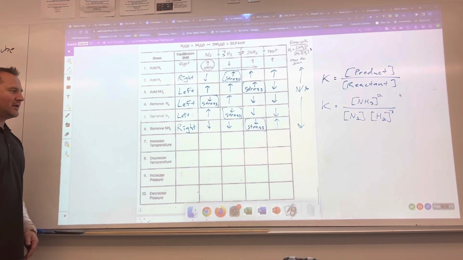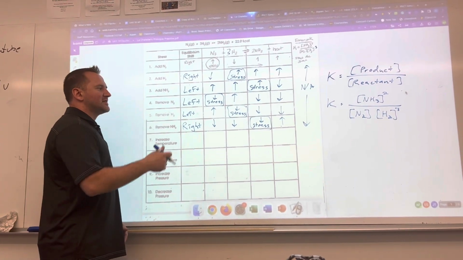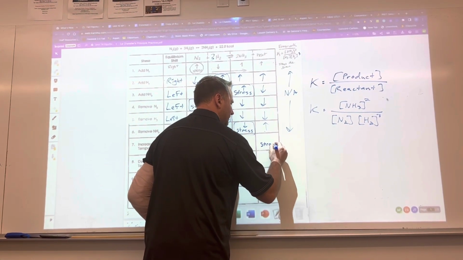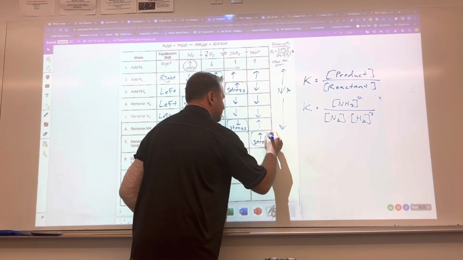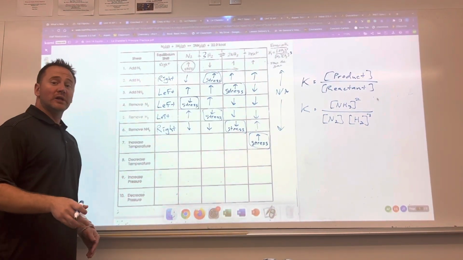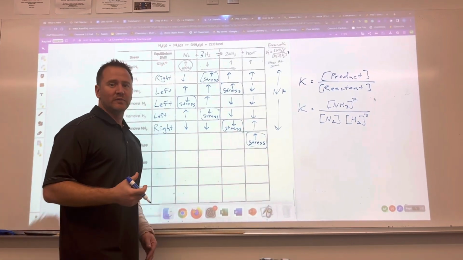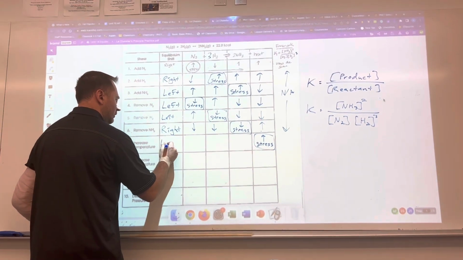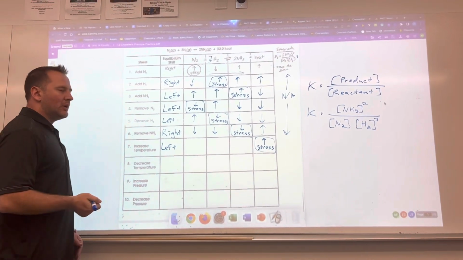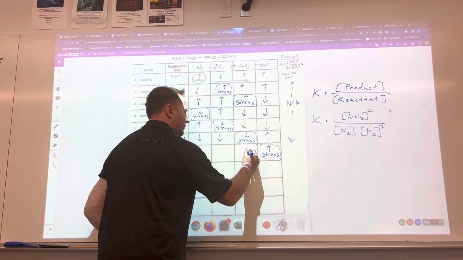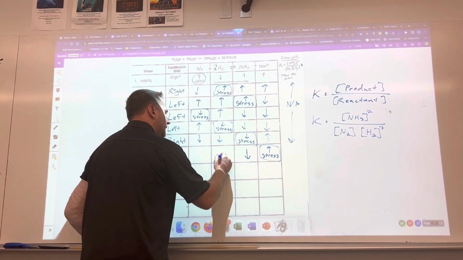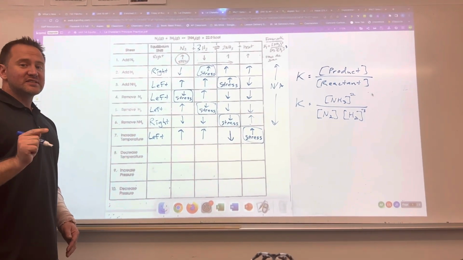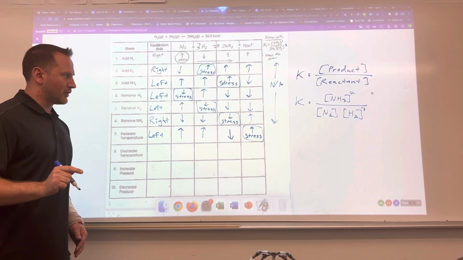Now we're going to take a look at temperature. If I increase the temperature, that is our stress, the heat goes up. What we've essentially done is added a product without changing any of the concentrations of anything. If you add a product, it's going to favor going to the left to compensate for that. So now we would decrease our concentration of ammonia, and our reactant concentrations would increase. But this now means we have changed our value for K.